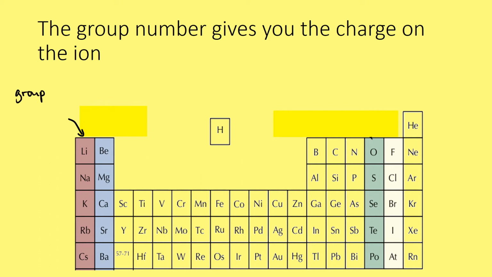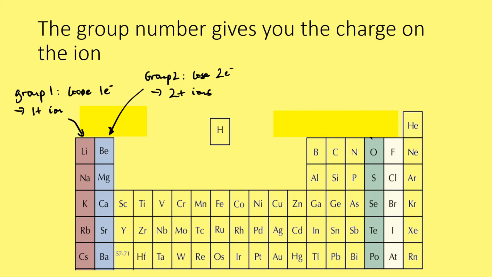So group 1 elements, of course, have 1 electron in their outer shell, and so they are going to lose 1 electron, lose 1 e minus, and they're going to make a 1 plus ion. Whereas in group 2, they're going to lose 2 electrons to make 2 plus ions.